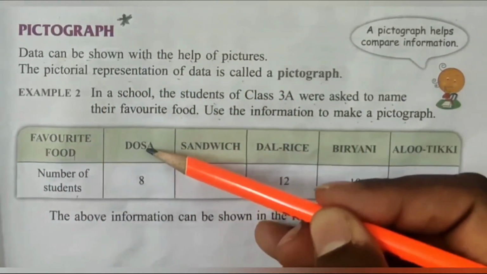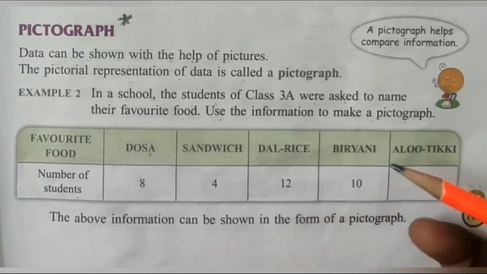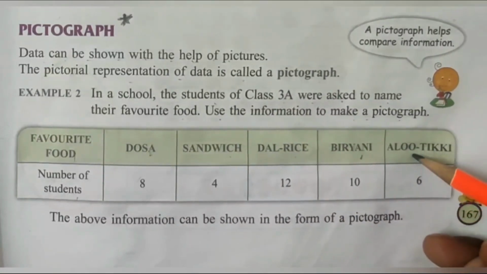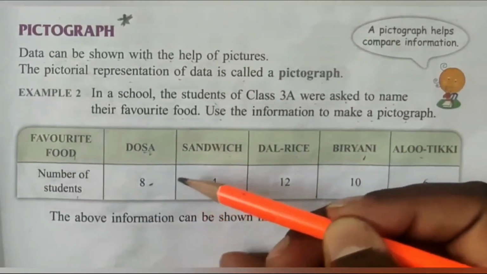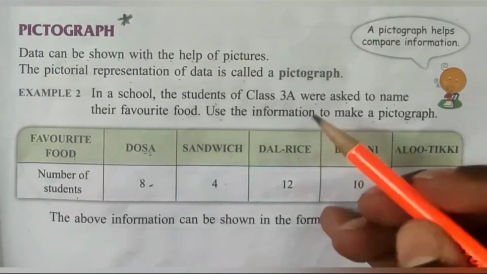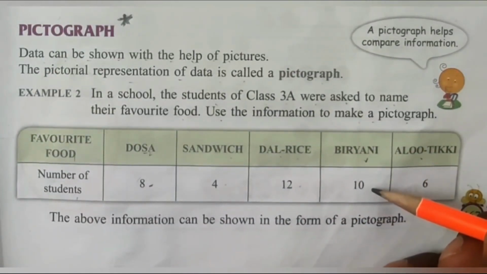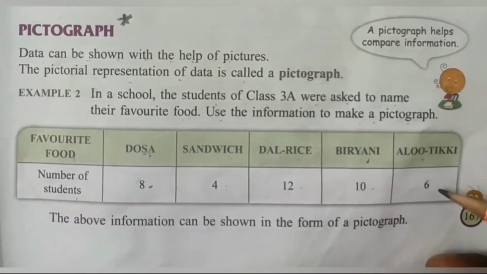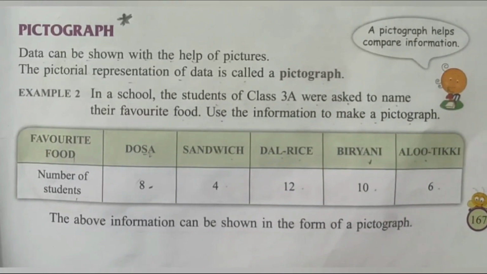For the favorite food, we have dosa, sandwich, dal rice, biryani, and aloo tikki. The number of students who like dosa is 8. For sandwich, we have 4. Dal rice is 12. Biryani, we have 10 students. And for aloo tikki, 6 students. Now, with the help of this information, a pictograph is given to you and we'll be solving that pictograph.